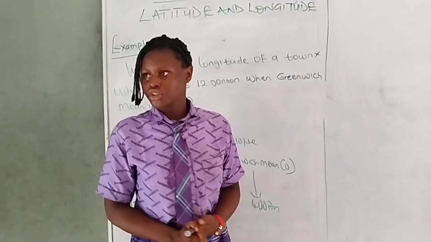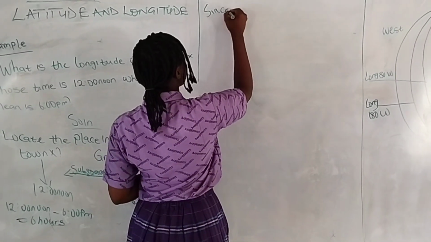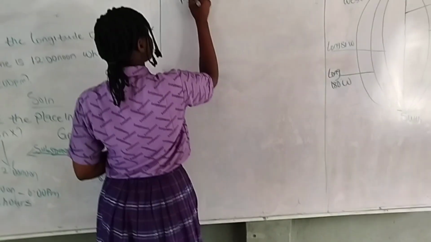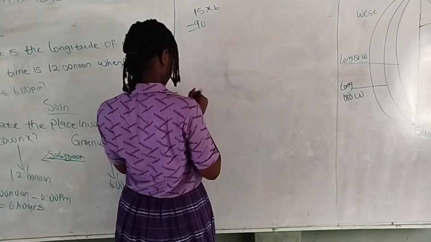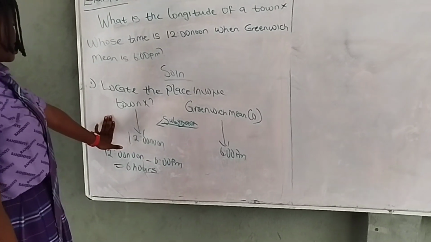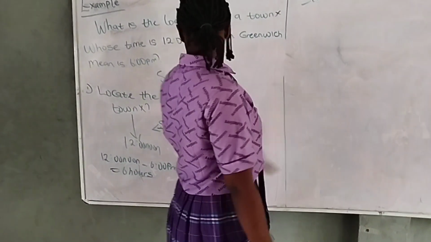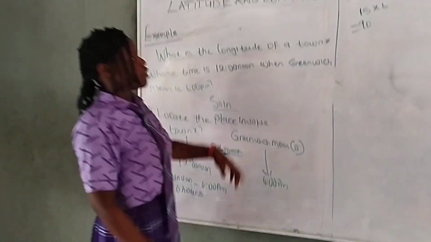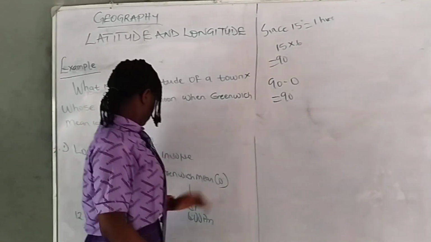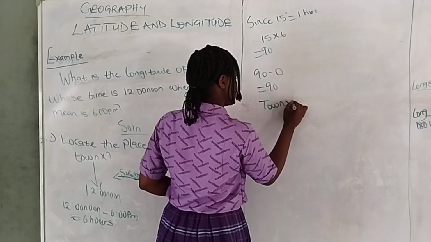Procedure 3 says we should convert the time difference to longitude. So 15 degrees is equal to 1 hour. So we multiply by 6, which is equal to 90. Since the arrow is facing west, and if the arrow is facing west, it loses time, but if it faces east, it's gaining time. So now, Tan X is 90 degrees, because 90 minus 0 is equal to 90 degrees. Therefore, Tan X is equal to 90 degrees west.